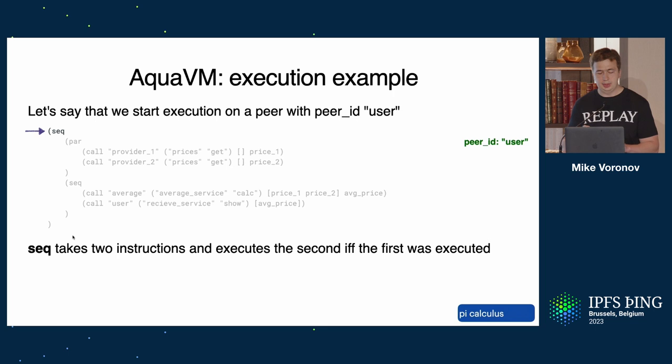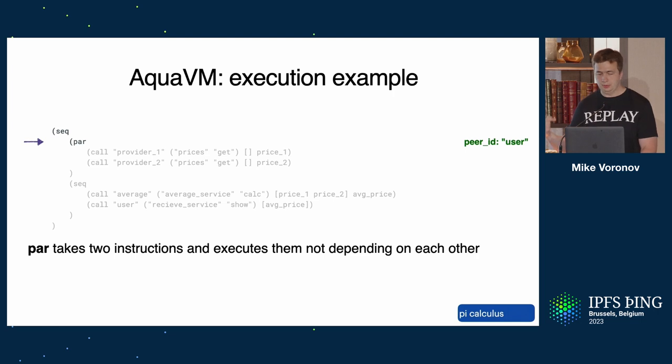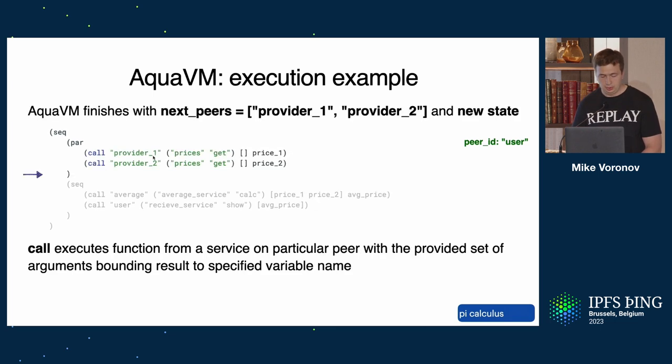The first instruction here is a seq. And seq basically takes two instructions and executes them one by one. It executes the second instruction, here another seq instruction, only if the first instruction was executed successfully. The first instruction is a par. So, okay, we should go further to the par. And par differs from seq in that it executes two instructions simultaneously.